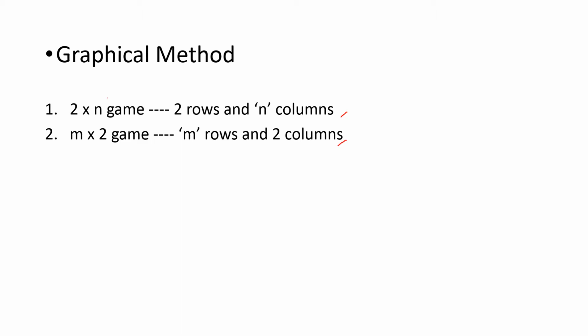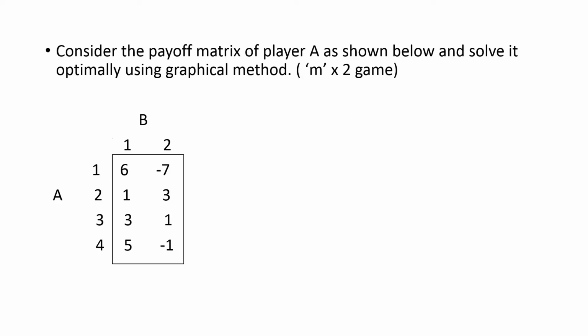2 cross n game we have already covered. Today we are going to learn M cross 2 game. Let us start. Question for you: consider the payoff matrix of player A as shown below and solve it optimally using the graphical method. Clearly it will be given in the question whether to go for the graphical method or dominance, whatever it may be. So this is an M cross 2 game, and this is the payoff matrix given to you.